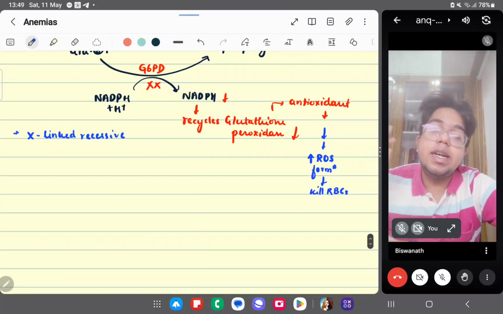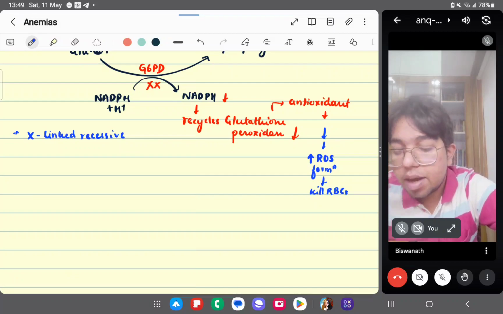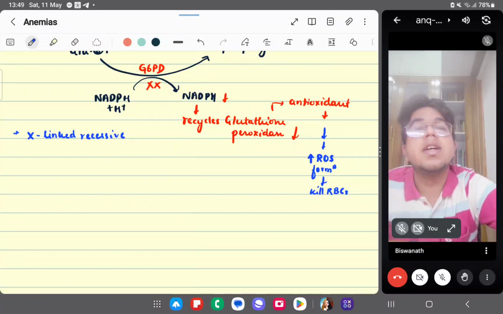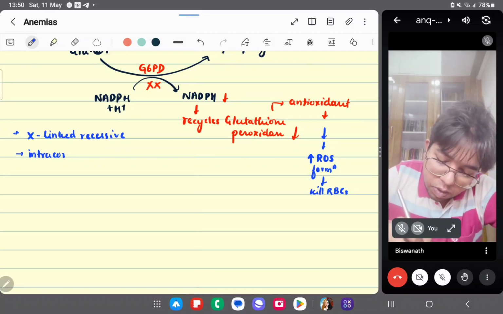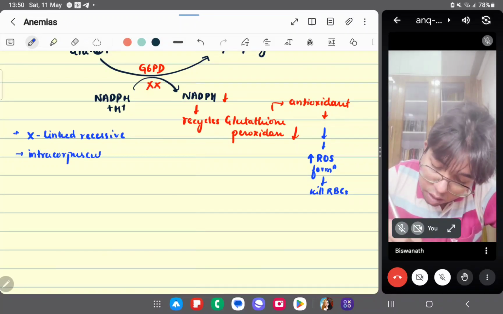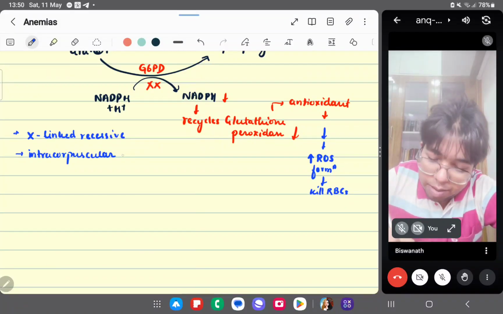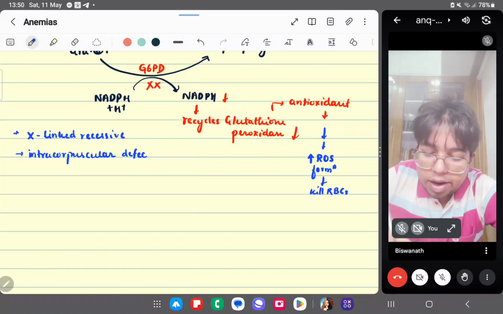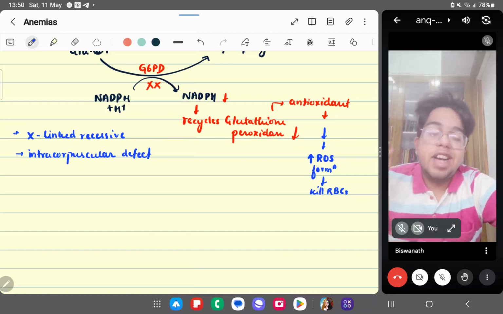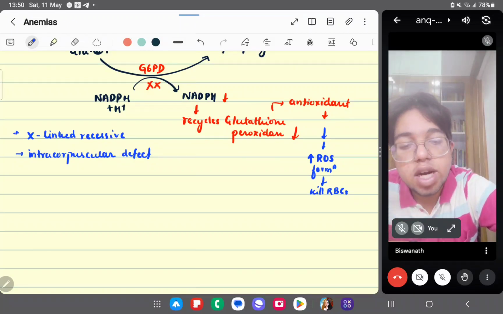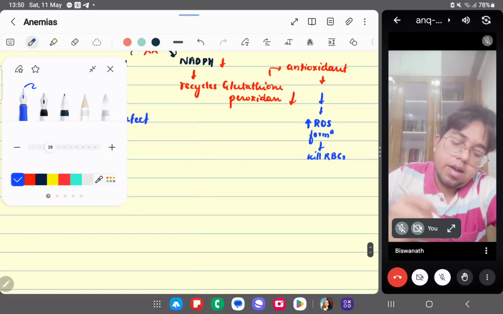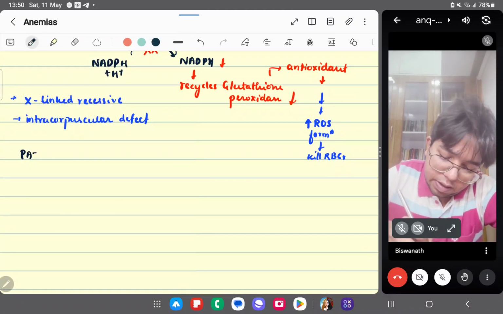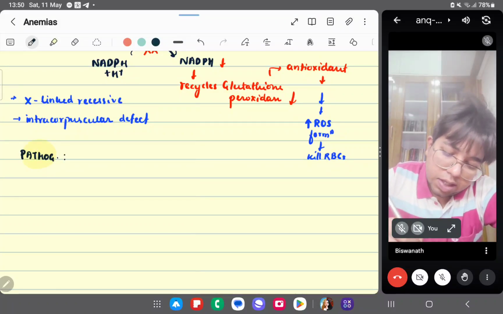The defect is intracorpuscular because these enzymes are present inside the RBCs only. Corpuscle means RBC only, so we have an intracorpuscular defect. If I talk about pathogenesis, what is the problem occurring here?